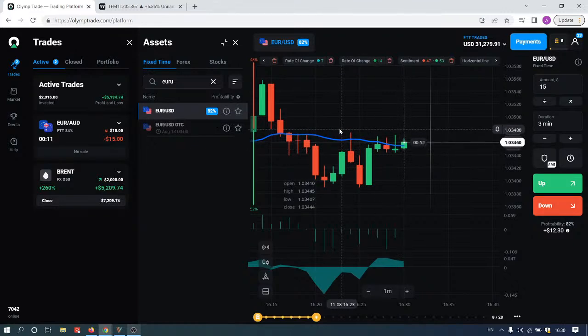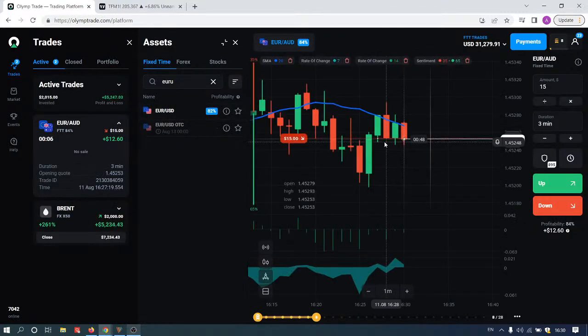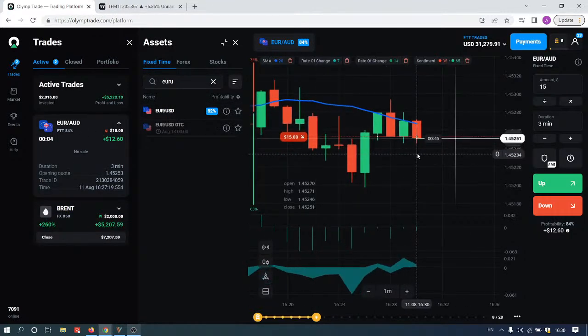Why don't our charts match? Well, your charts should match. Basically it's the same chart, same assets, same everything.